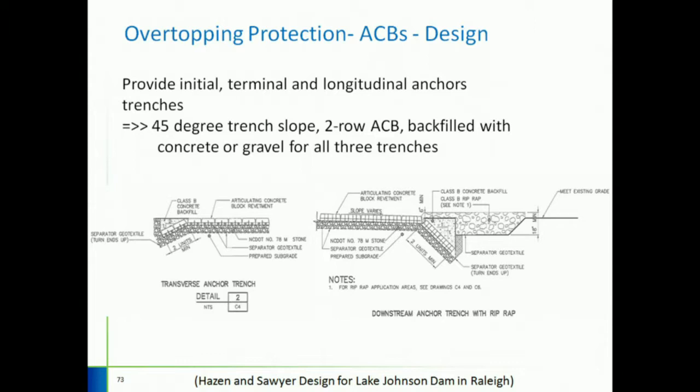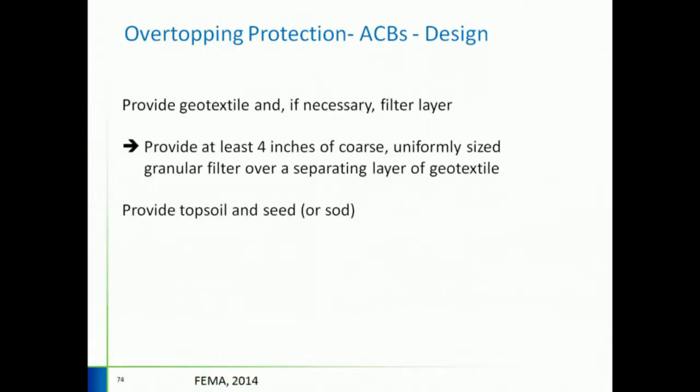Like I said earlier, you need to provide your textile under the ACBs, and in some cases you may need to provide the filter layer. If you remember some of the ACB types, they had a tapered top. On those ones, you have to provide the granular material underneath it, and at least 4 inches of filter material, and then provide the topsoil and seed it, or sod it.